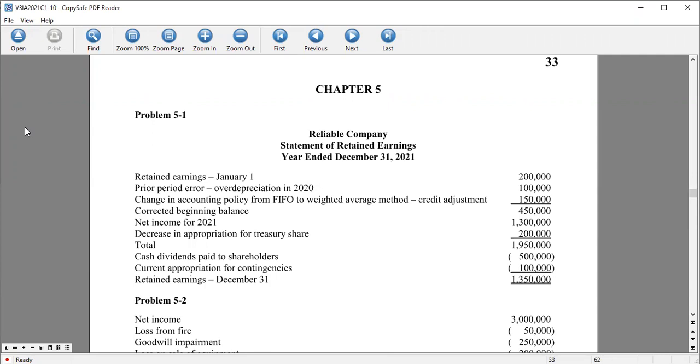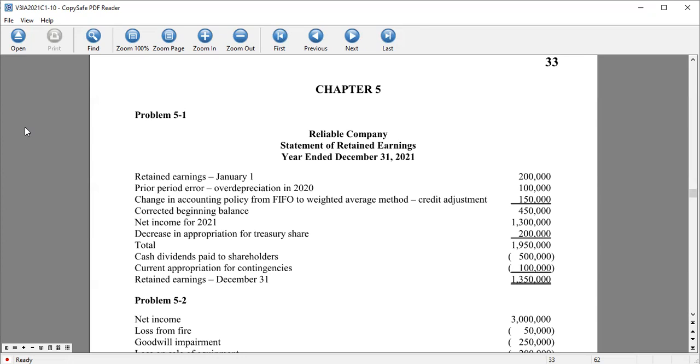So we have now retained earnings on January 1 of 200,000. Then we add prior period error or over depreciation in 2020. So we are going to add back because over depreciation meaning it reduced net income of the prior period and also the retained earnings. Which ended up with retained earnings beginning. So now we have to add back as a correction and change in accounting policy from FIFO to weighted average method is credit adjustment. Credit, so we are going to add corrected beginning balance, retained earnings.